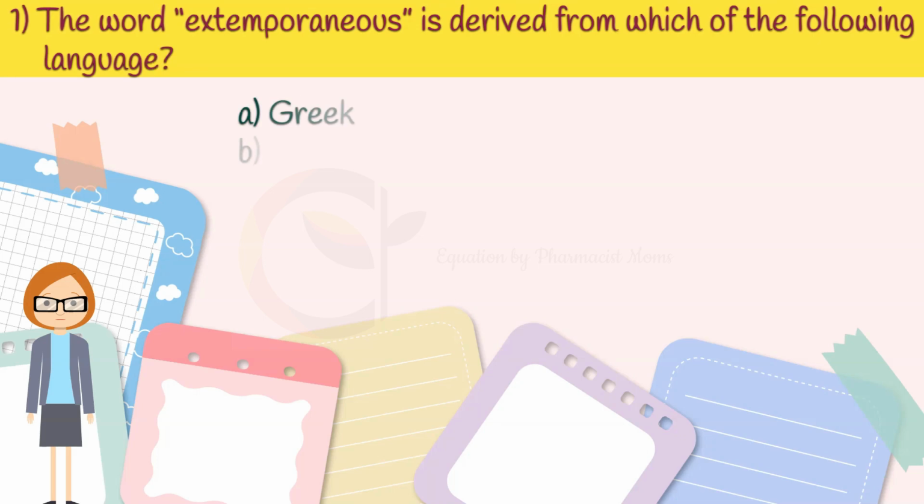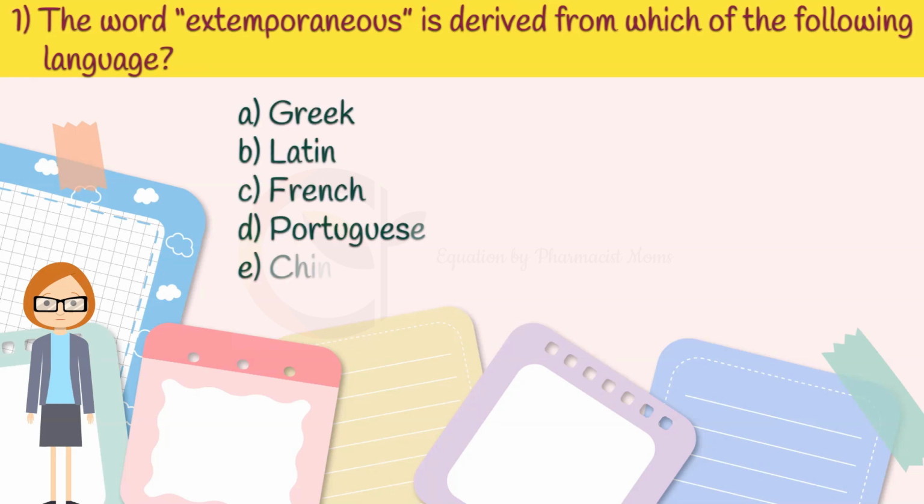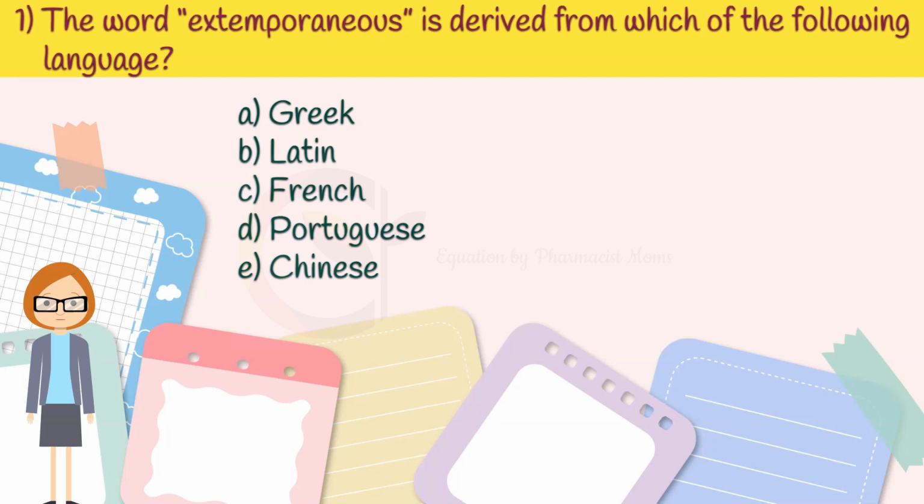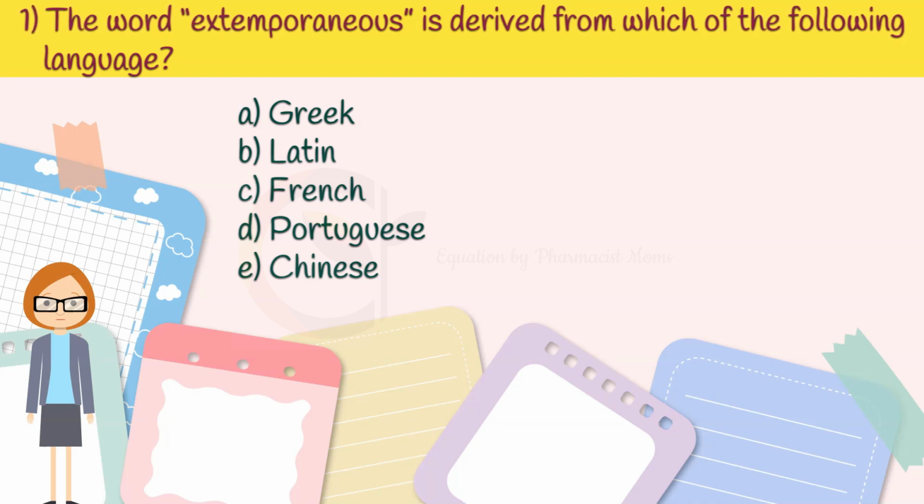Question 1. The word extemporaneous is derived from which of the following languages? Option A, Greek. Option B, Latin. Option C, French. Option D, Portuguese. Option E, Chinese.